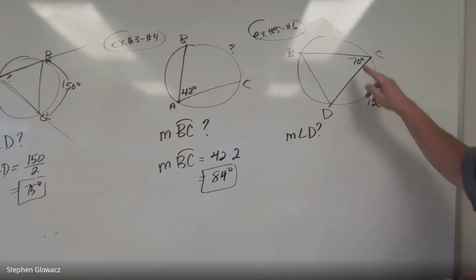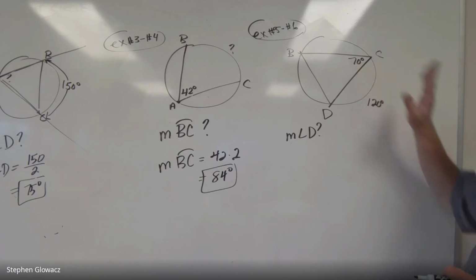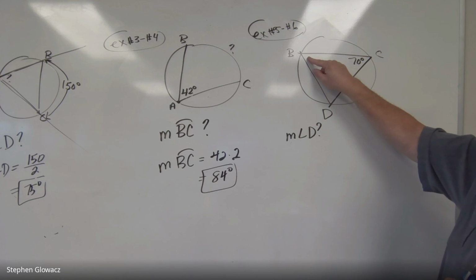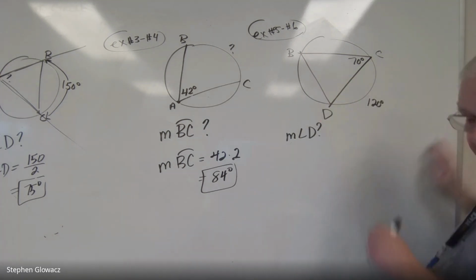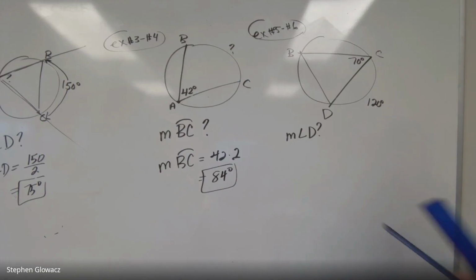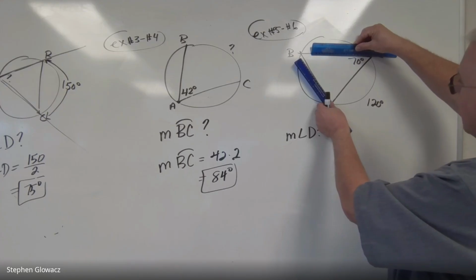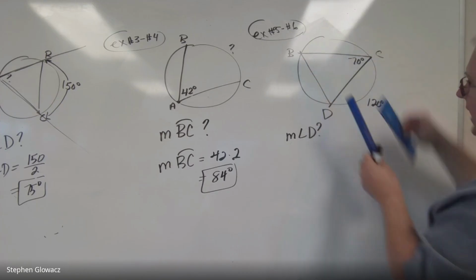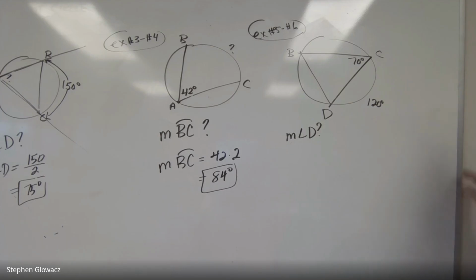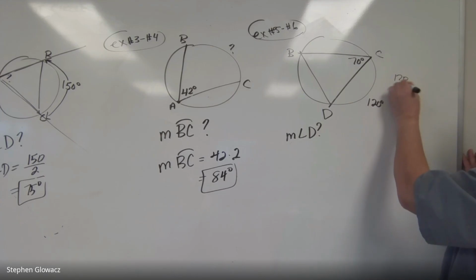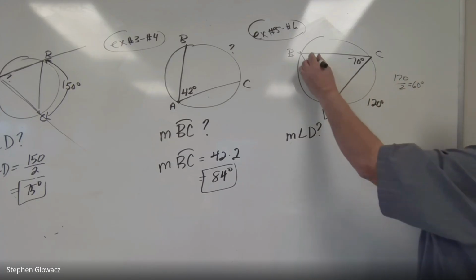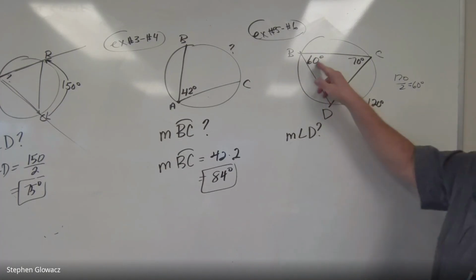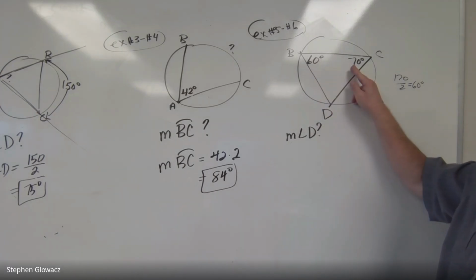Let's see. We know one of these angles. We also know the measure of this arc here, which is the arc that angle B is intercepting. If we extend these sides, we can see that angle B intercepts this arc. So we can find the measure of angle B if we take 120 and divide it by 2, which gives us 60. You say, well, how does that help us find the measure of angle D? Now we know 2 of the angles of this triangle.